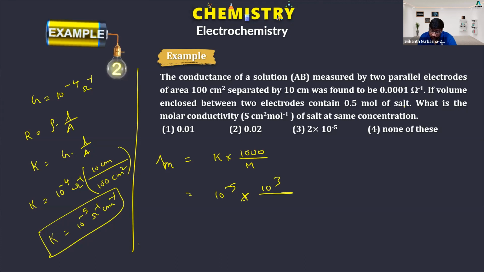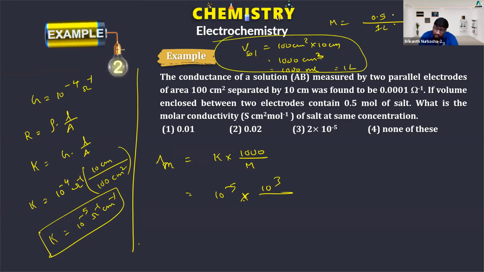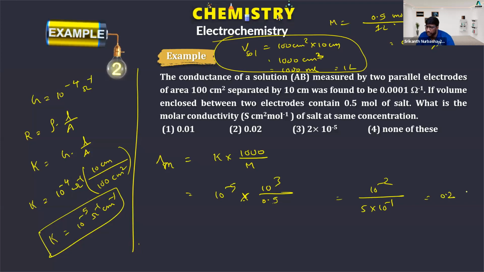We have 0.5 mole of salt. How much volume do we have? Molarity is equal to number of moles of solute by volume of solution. Volume of solution is 100 cm² into 10 cm, that is 1000 cm³. Yes or no? 1 cm³ is equal to 1 ml, so 1000 cm³ is equal to 1000 ml, that is 1 liter. So 0.5 mole by 1 liter is nothing but 0.5 molar. So 10 power minus 2 divided by 5 into 10 power minus 1. That is 0.2. 1 by 5 is 0.2. 0.2 into 10 power minus 1, that is 0.02.